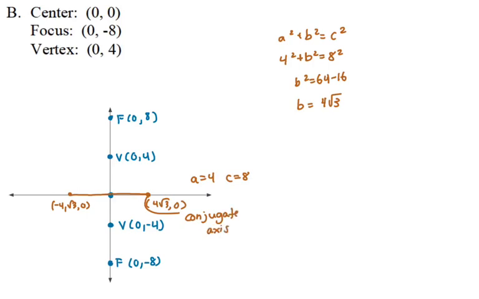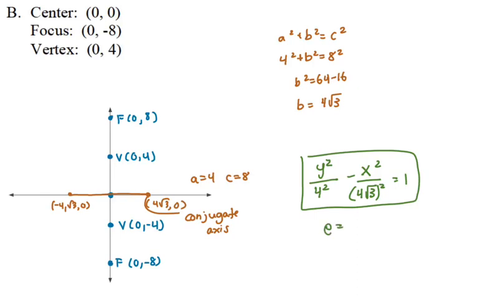Okay, because from the center we go up and down to get to the vertices, I know this time our hyperbola opens up and down, which makes the y term the positive value there, and then a is going to go under y squared. X is then the negative term, and then b goes under x squared. The eccentricity is always c over a, and I will simplify that. Eccentricity is 2 here.